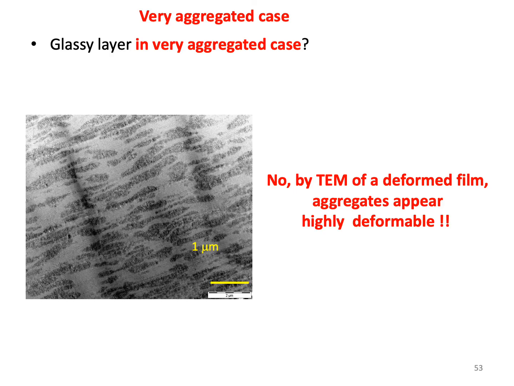We could then believe that in a very aggregated case, where the nanoparticles are very close to each other, this glassy layer would be more efficient. The answer from this electronic micrography is no. You see in this deformed film that the big aggregates are actually very highly deformable, so that you can imagine that the polymer which is inside the aggregate is highly deformable.